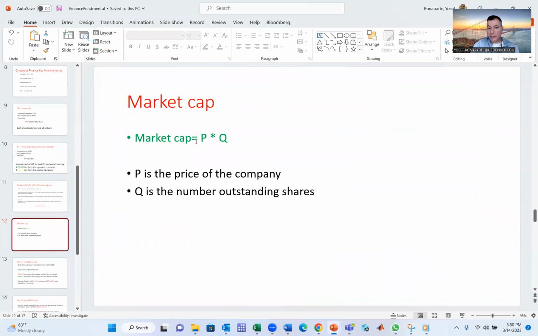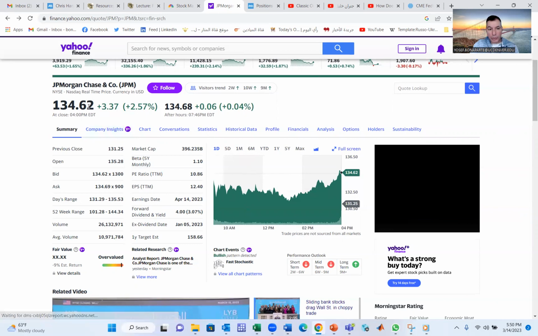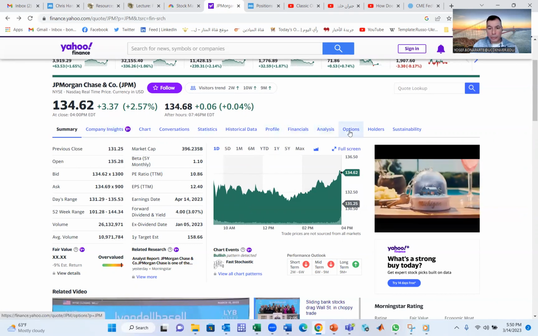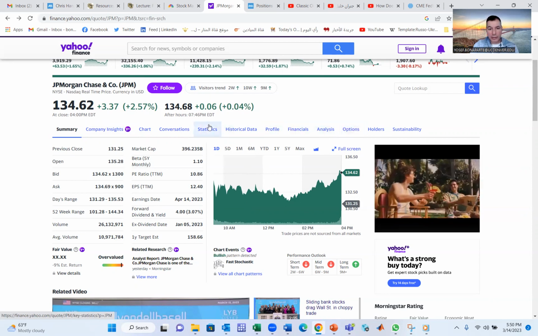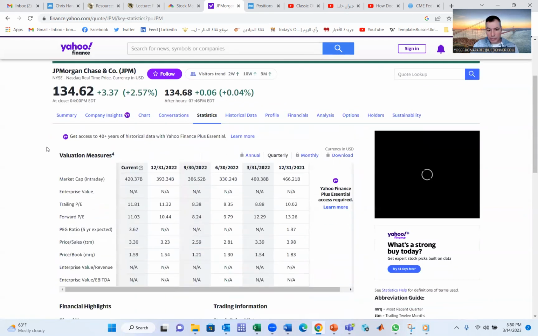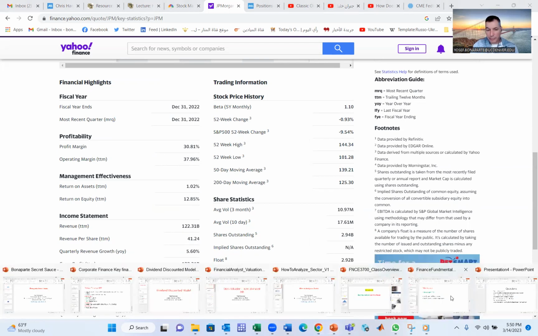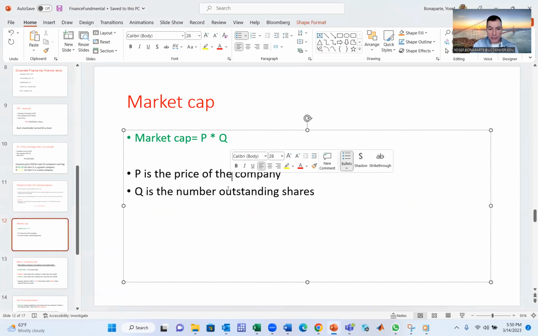Market cap is the price multiplied by the quantity of shares. For example, for JP Morgan, the price is 134 multiplied by the number of shares. If you go to statistics, the number of shares for JP Morgan is 2.94 billion. So multiply the number of shares by the price, and that will give you the market cap. That's market cap: price times the quantity.